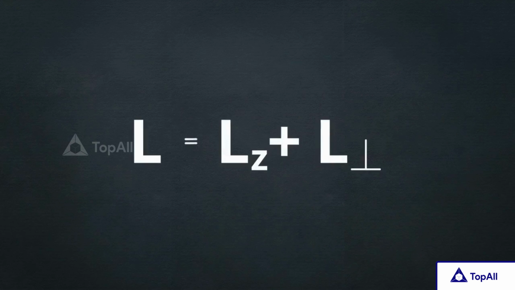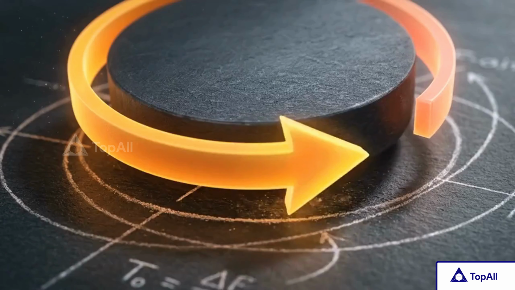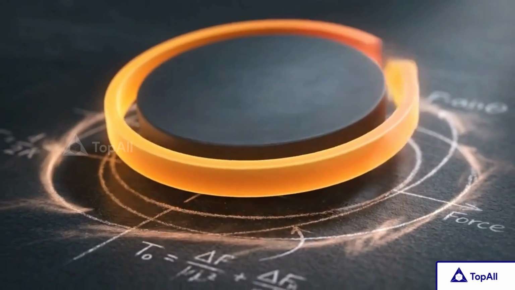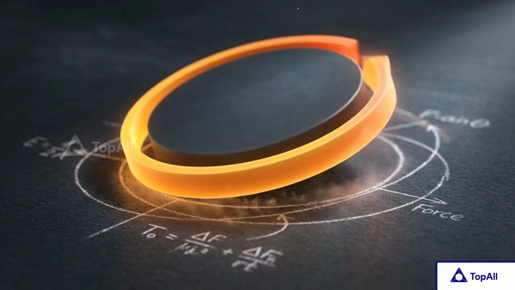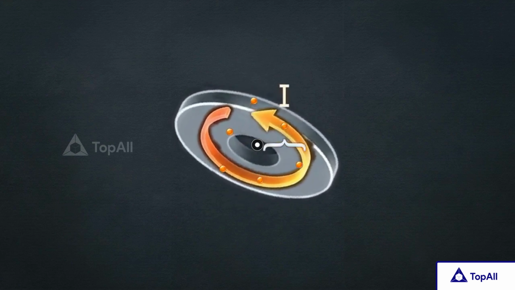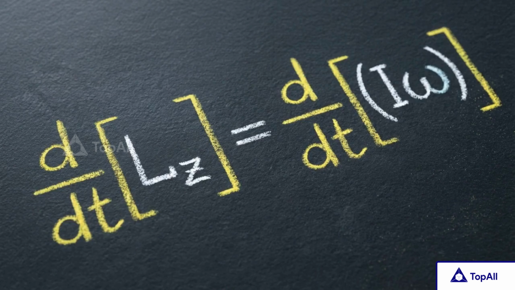That means we can safely drop it from our calculations and write our equations using only the vertical momentum aligned with the axis. To change an object's angular momentum over time, you have to apply an external twisting force. We call this twist a torque. Looking at this equation, the angular momentum along the axis is equal to the moment of inertia, I, multiplied by the angular velocity, omega. Moment of inertia is simply a measure of how spread out the object's mass is from the center.